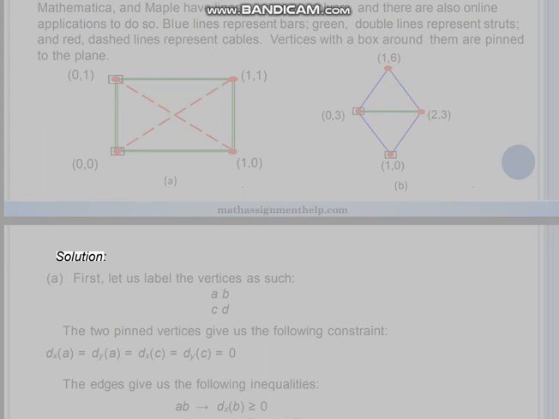Solution. A. First, let us label the vertices as such, A, B, C, D. The 2 pinned vertices give us the following constraint: dx_A = dy_A = dx_C = dy_C = 0. The edges give us the following inequalities.